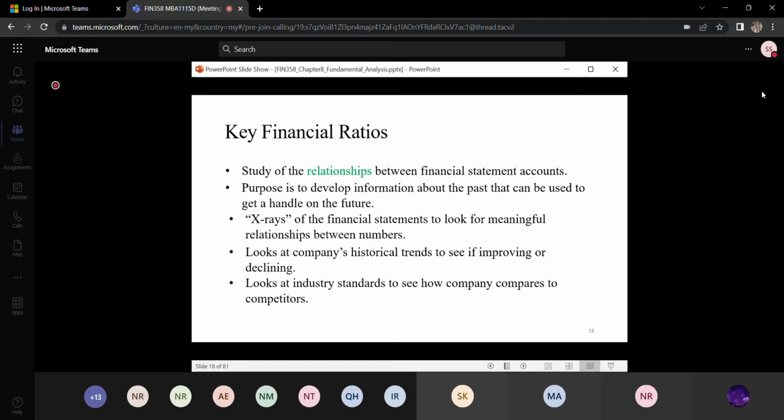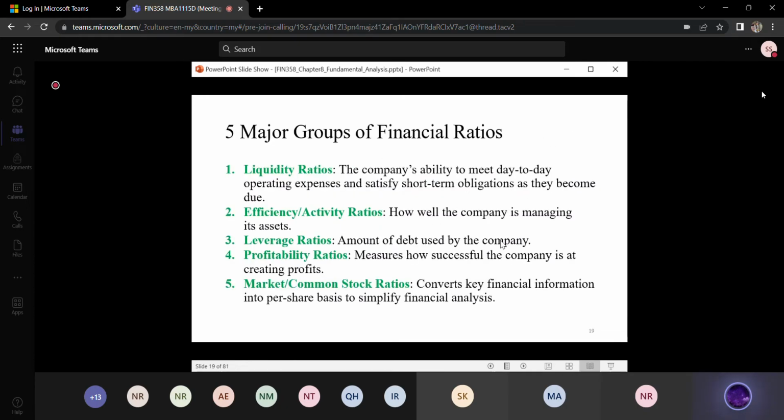All right, so we continue. Next, we have 5 major groups of financial ratios, which is liquidity ratio, the company's ability to meet day-to-day operating expenses and short-term obligations as they become due.